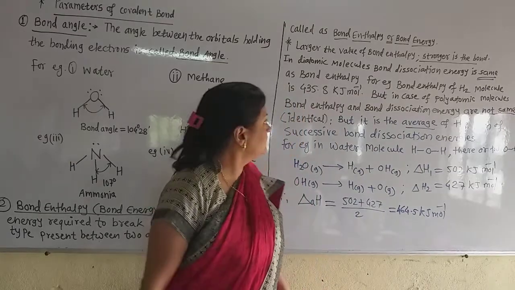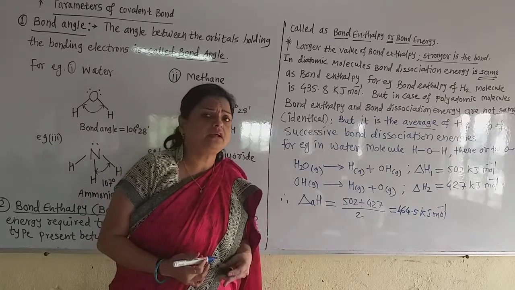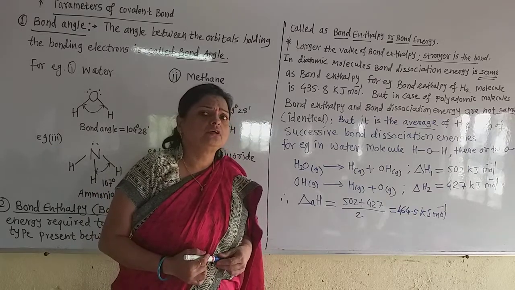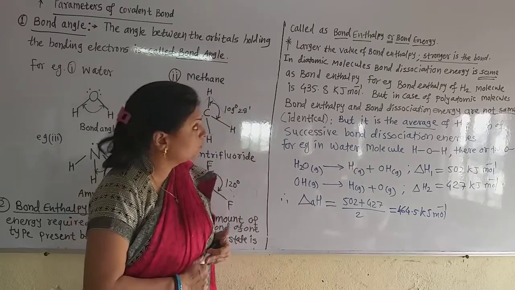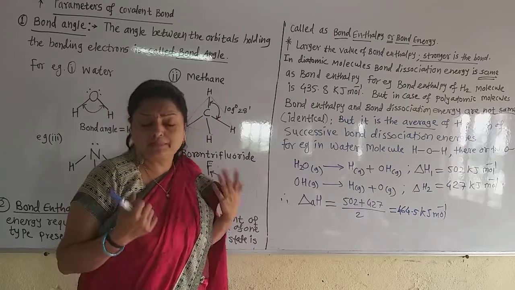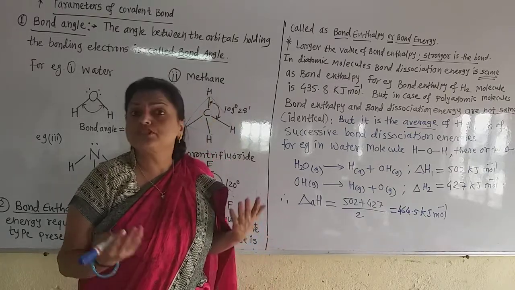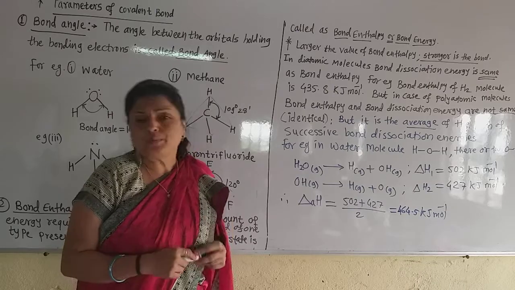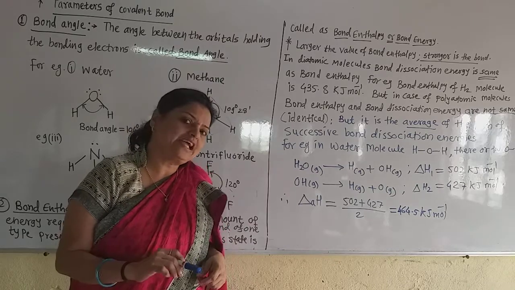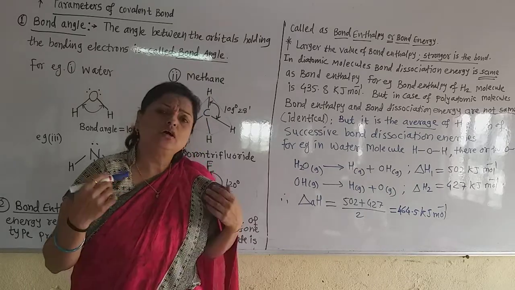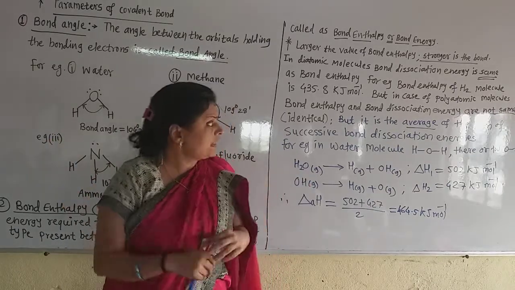Now, the larger the value of bond enthalpy, the stronger is the bond. If we require a large amount of energy, then the bond must be stronger, because a large amount of energy is required to break that bond. As the energy increases, the value of bond enthalpy also increases, and the bond is stronger. Now in diatomic molecules, the bond dissociation energy is nothing but the bond enthalpy, because in a diatomic molecule only one bond is there. Bond dissociation means to separate the atoms, and that energy is equal to the bond enthalpy.